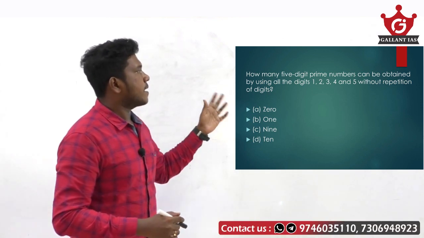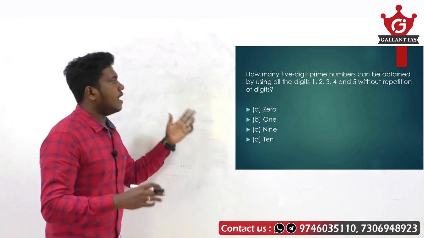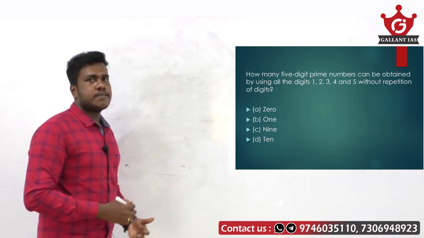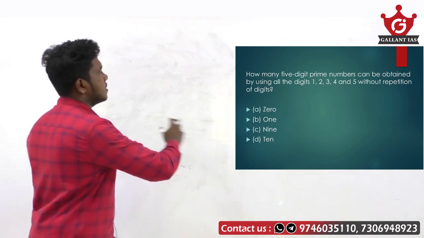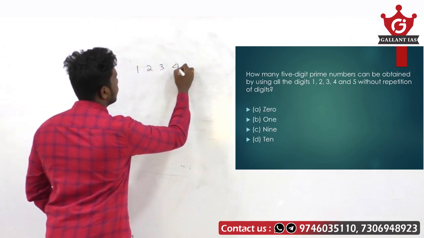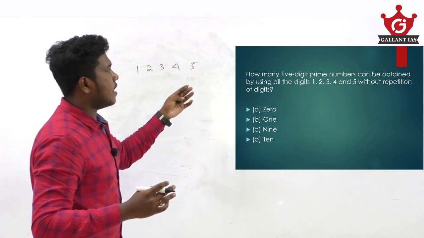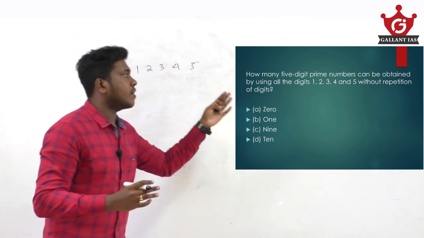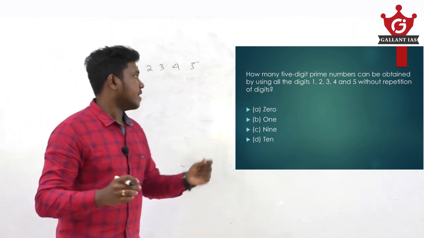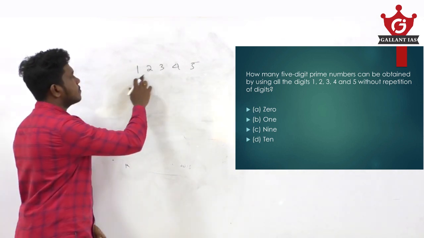Now let's solve this question. How many 5-digit prime numbers can be obtained by using all the digits 1, 2, 3, 4 and 5 without repetition of any digits? This question is very simple, and here you can apply a property. The numbers are 1, 2, 3, 4, 5. Five numbers are given. Without repetition means no number is repeating.